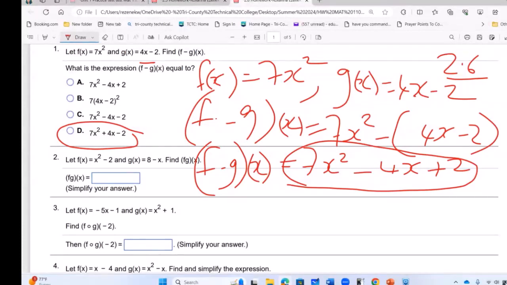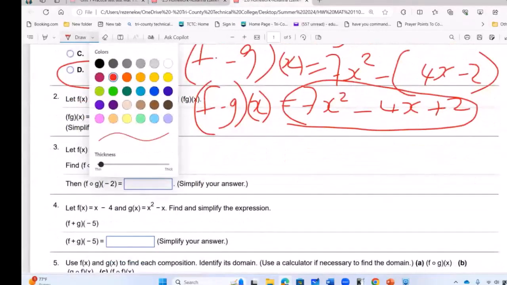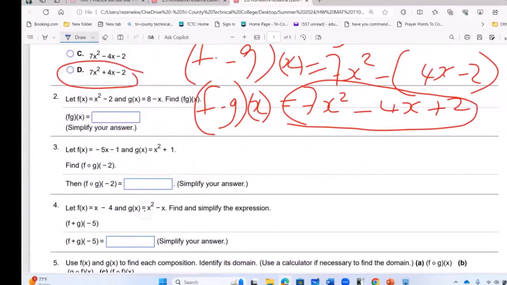All right, this is how to do number 1. Let's go to number 2. By the time we do 2 of them, 3 of them, you understand it. So it's not that bad. All right, so number 2, we are told to evaluate a function. This time I'm told to find f multiply g.